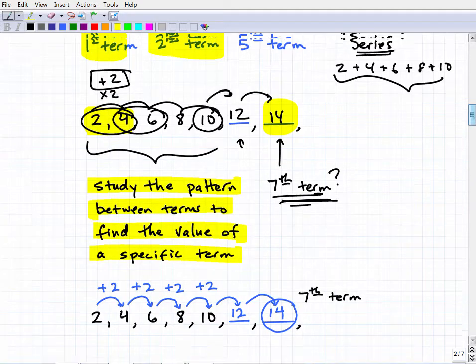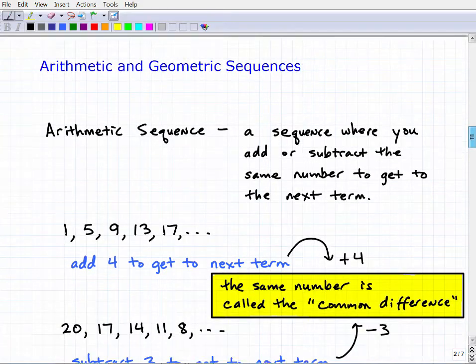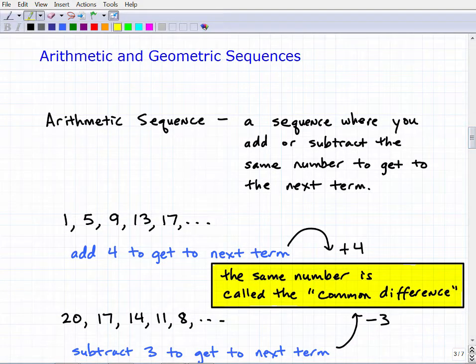All right. Now let's go ahead and talk about two very, very important types of sequences. One is called arithmetic, and the next is called geometric. Very important. Now again, a lot of you have already studied this at maybe a bigger level, but this is an introductory level lesson. Okay. All right, so arithmetic sequence.